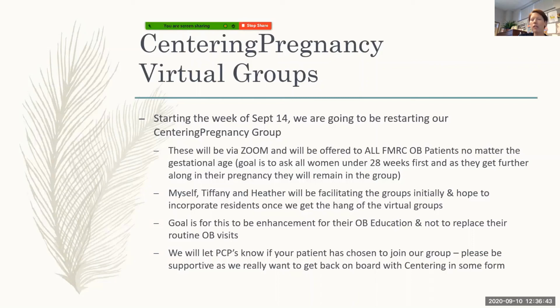These groups are going to be a little different than what I call old centering, in the sense that there's not going to be any actual assessment happening at the group, because we don't really have a way for our patients to reliably have their blood pressures checked and get weights at home. That's a separate thing I'm going to ask for in a grant later, to see if we can get all of our OB patients blood pressure cuffs and scales. But we're going to try this.